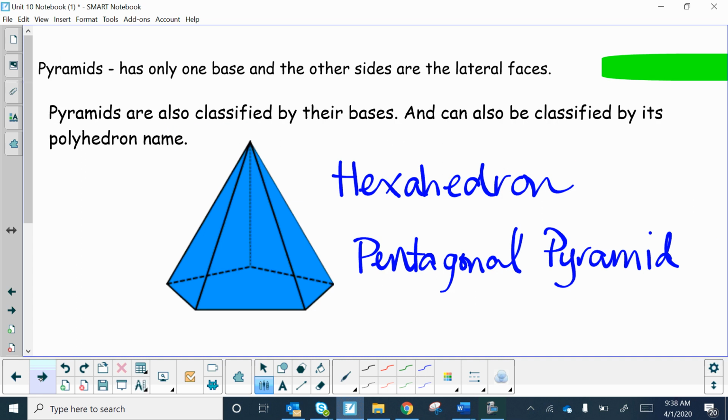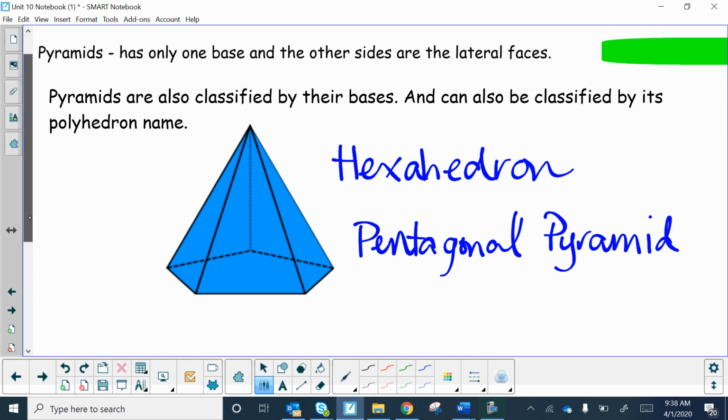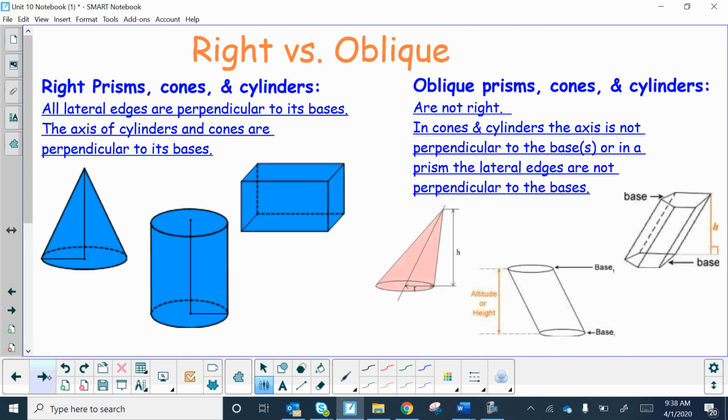Okay, so different names that you can classify these to. Here's some more terminology about right versus oblique. And then it says right prisms, cones, and cylinders: all lateral edges are perpendicular to its bases. The axis of the cylinders and cones are perpendicular to its bases.